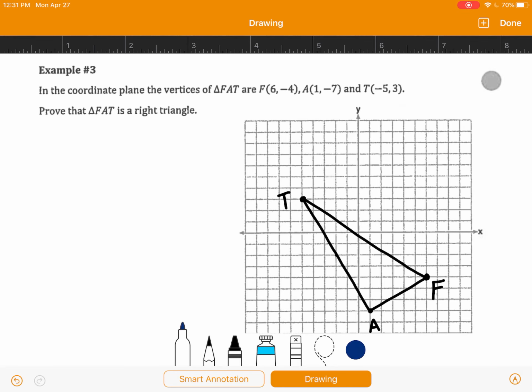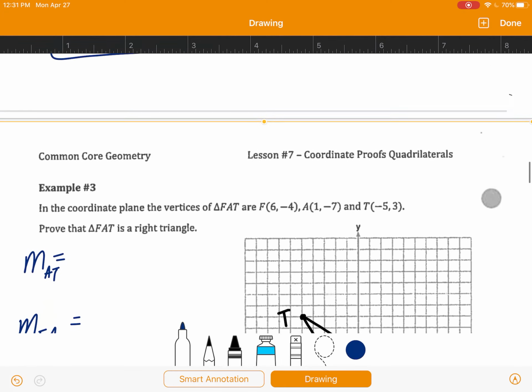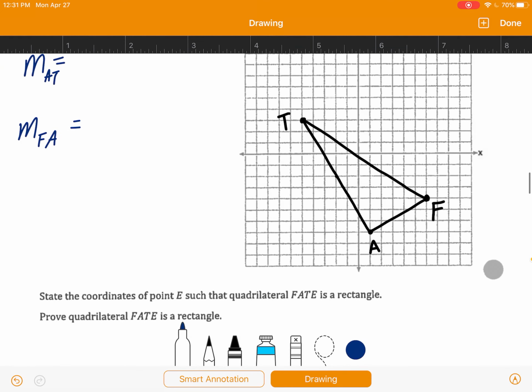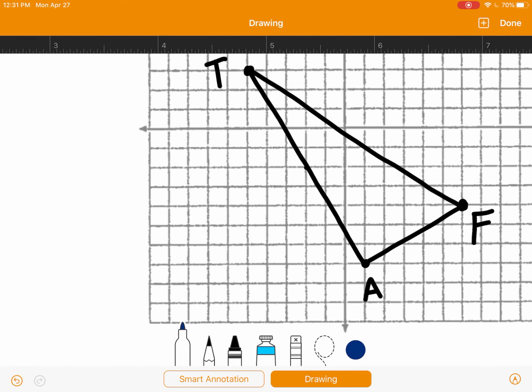So again, you're going to use the slope formula, and you're going to find the slope of AT and the slope of FA. And when you use the slope formula, you can do what the formula says, m equals y2 minus y1 over x2 minus x1, and have x1, y1, x2, y2, and plug in, and that's how you would get AT. Or you could also just look at AT and count the boxes and do rise over run.